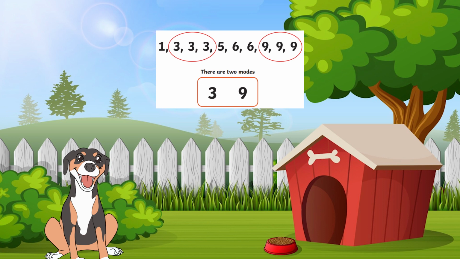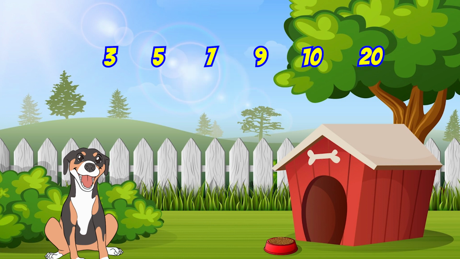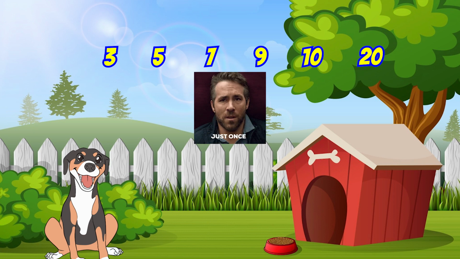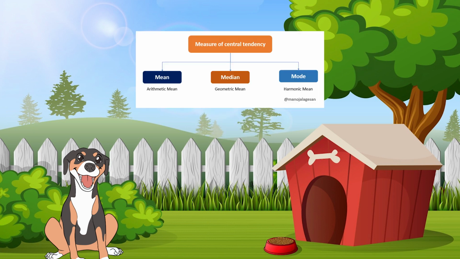If multiple numbers have the same count, you have multiple modes. However, if there are no duplicate numbers in your dataset, you have no mode. In this case, each value only appears once, so there is no mode. Now that we went over the 3 main types, what's the most appropriate here?